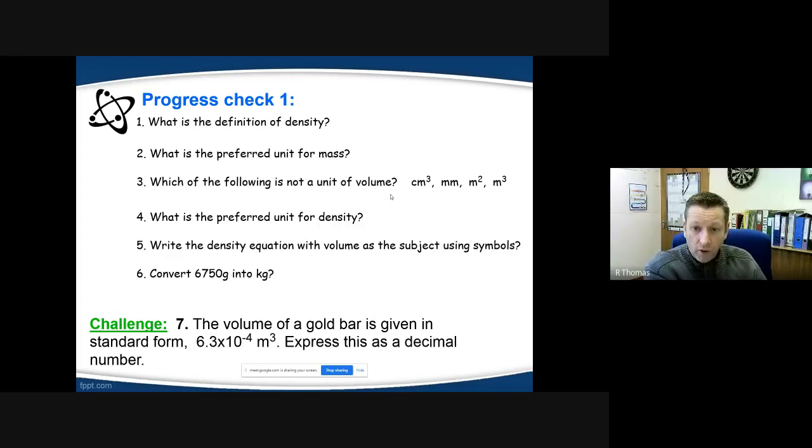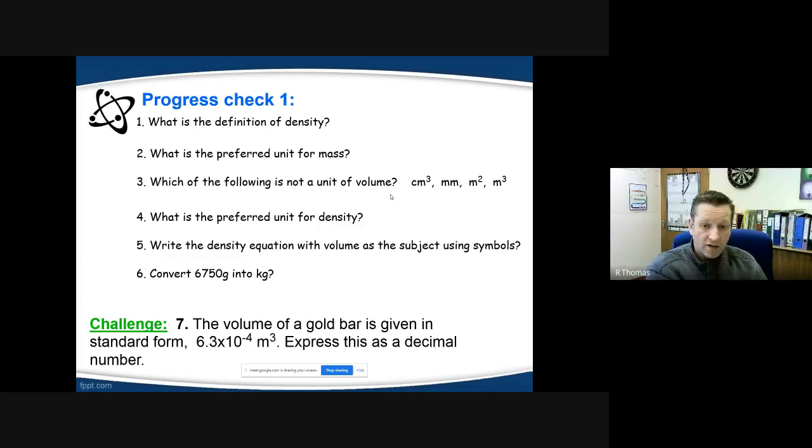Write down the density equation. So with volume as the subject, right? So volume is mass divided by density. So V equals M over rho, that funny looking P symbol. Convert 750 grams into kilograms. That would be 0.75 kilograms.